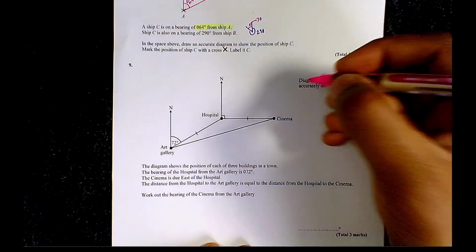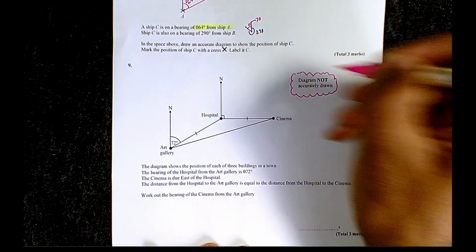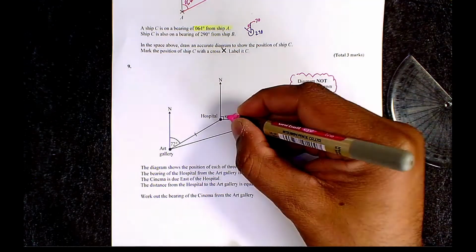Now with question 9, the first thing to recognize is that this diagram is not drawn to scale. So although it's a bearings question, I don't need to use my protractor to measure the actual angles, because that's going to be incorrect. So the diagram says that it shows the position of each of 3 buildings in a town. The bearing of the hospital from the art gallery is 72 degrees, which is marked just there. It says that the cinema is due east of the hospital, so there's my due east.